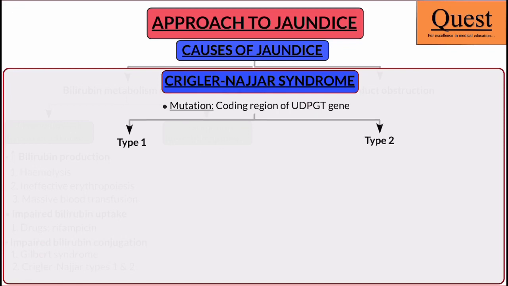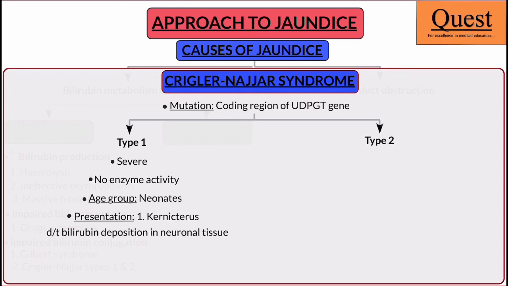There are two types of Crigler-Najjar. Type 1, which is more severe, is a complete absence of the enzyme activity. So these patients present in the neonatal age group with kernicterus, that is when bilirubin starts depositing in the neuronal tissue and causes neuronal damage. So they need prompt recognition, immediate phototherapy, and in most cases a liver transplantation.